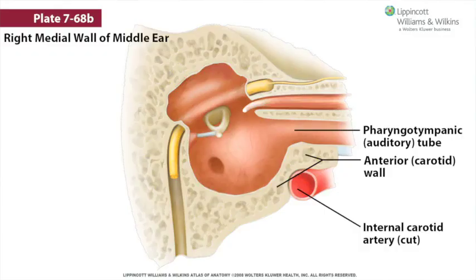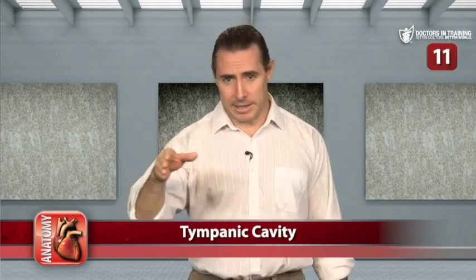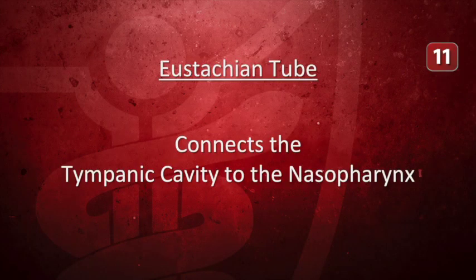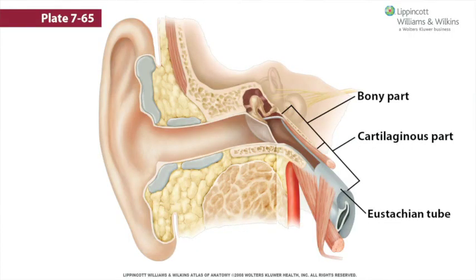Superior to the carotid canal is the opening of the pharyngotympanic or auditory tube, which is most often called the eustachian tube by clinicians. It runs inferiorly, anteriorly, and medially to connect the tympanic cavity to the nasopharynx, where it opens posterior to the inferior nasal concha, which is in the nasal cavity. The proximal third of the tube, which is referred to as the bony part, is composed of the squamous and petrous portions of the temporal bone.